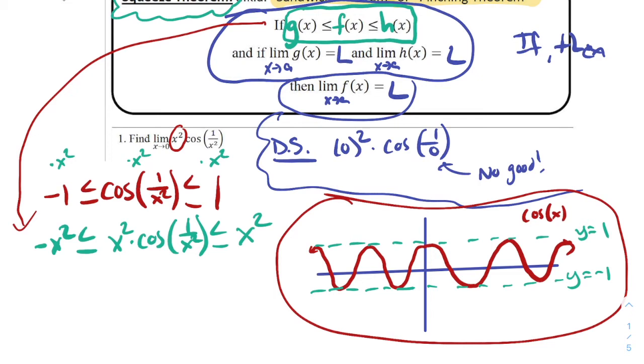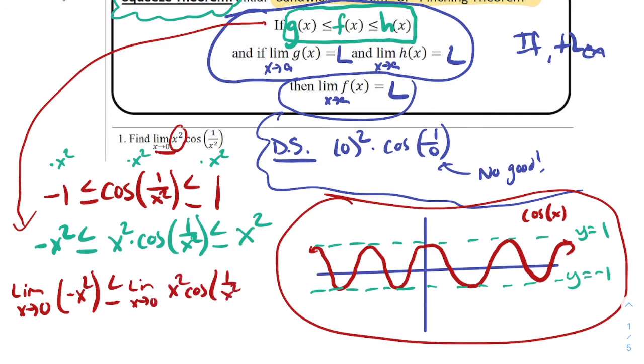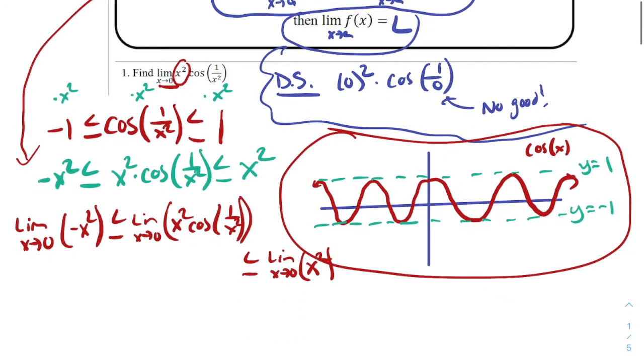Well, the limit as x approaches 0, because that's what they asked us for, of negative x squared should be less than or equal to the limit as x approaches 0 of x squared cosine of 1 over x squared, which should be less than or equal to the limit as x approaches 0 of positive x squared. All right, so what are these?